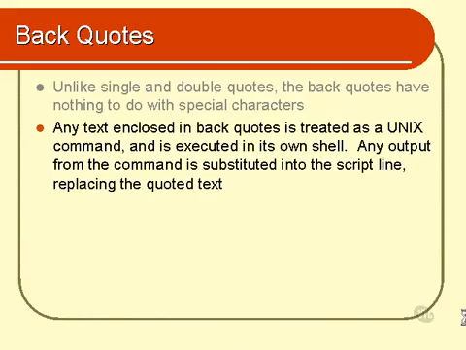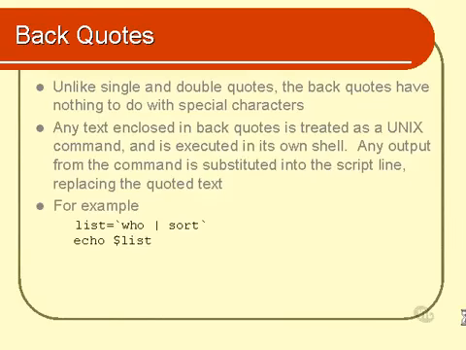Now that sounds awfully complicated, and it is somewhat complicated. It does take a bit of getting used to. You might recall that example from the date that I showed you. Well, let's have a look at some more examples. Now you do this: enclose who piped to sort inside backward quotes. Then what would happen is the who program would run, and the output would be sent to the sort program for sorting, and then the output of that would get stored in the variable called list.